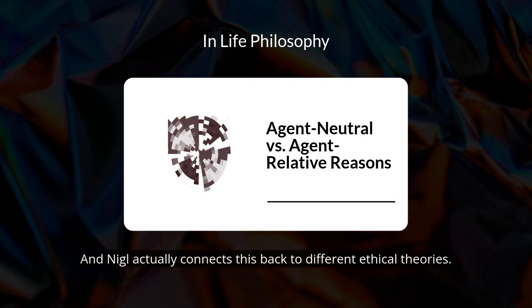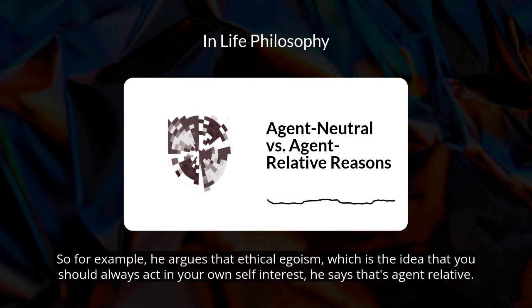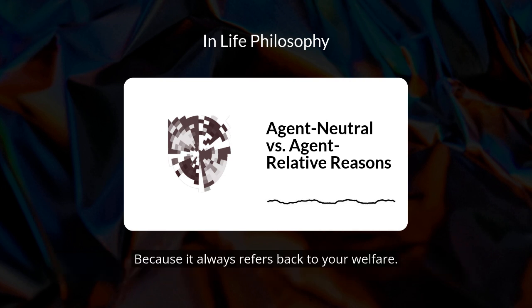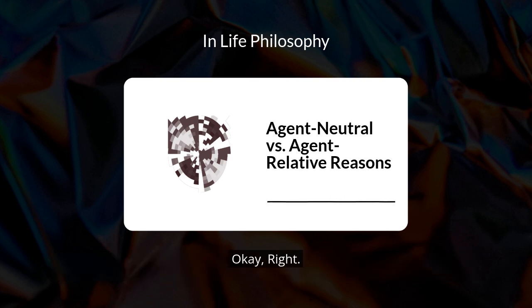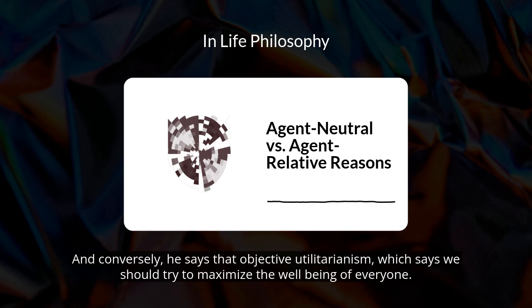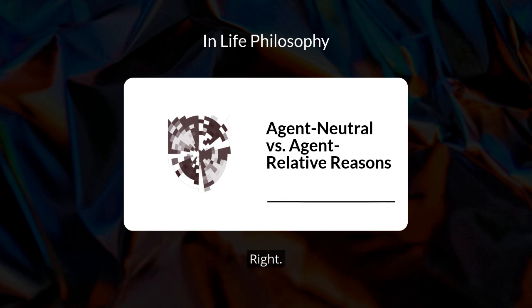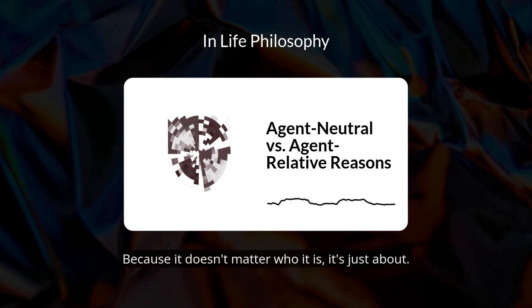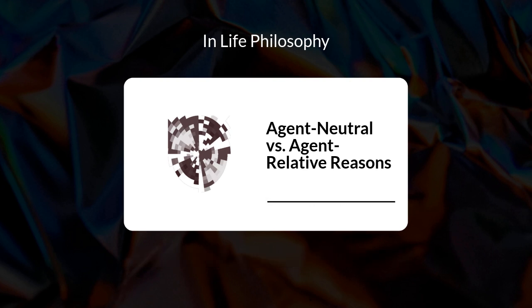Right. Okay. And Nagel actually connects this back to different ethical theories. For example, he argues that ethical egoism, which is the idea that you should always act in your own self-interest, is agent relative, because it always refers back to your welfare. And conversely, he says that objective utilitarianism, which says we should try to maximize the well-being of everyone, is agent neutral, because it doesn't matter who it is. It's not tied to any particular person.